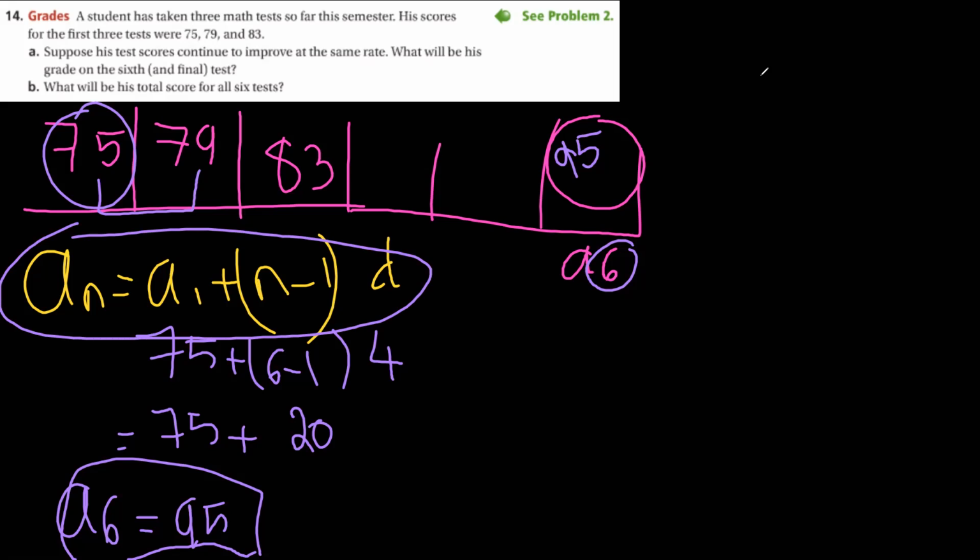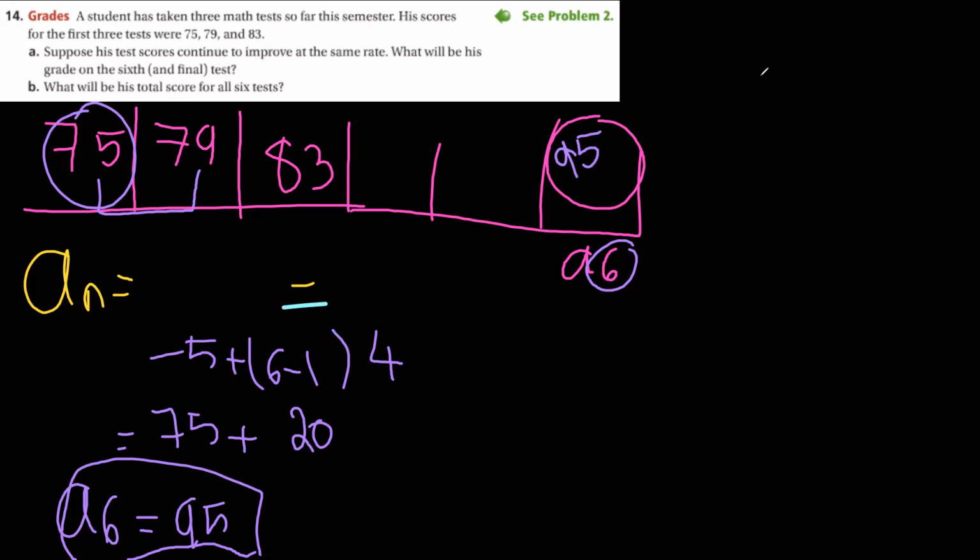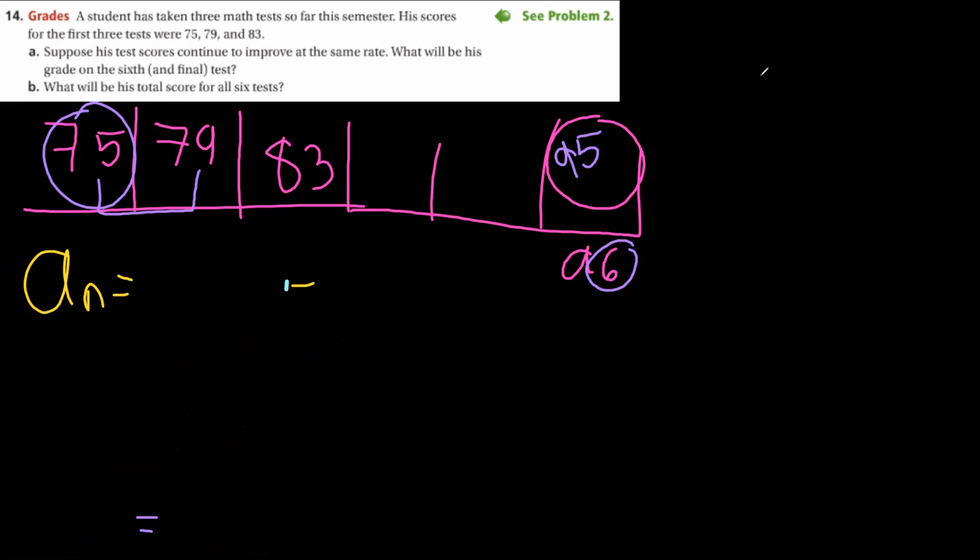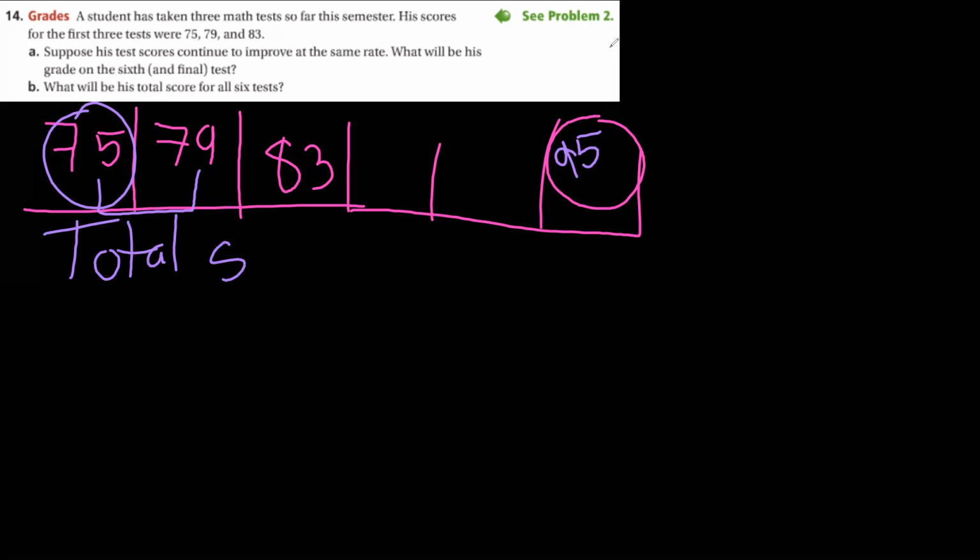Okay, now the second one. On the second one here, he asked me what will be his total score for all of the 6 tests? I'm talking about total score. Okay, total. So what do I use now, a sub n or S sub n?